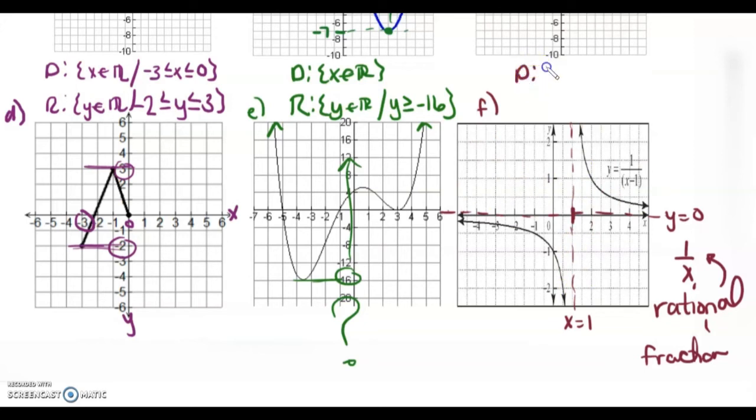So the domain is going to be x is an element of the real numbers such that x doesn't equal 1. It's going to hit every other x value except for 1. Okay, and y is an element of the real number system such that y does not hit 0 ever. Okay, so y is never going to be plotted at 0.